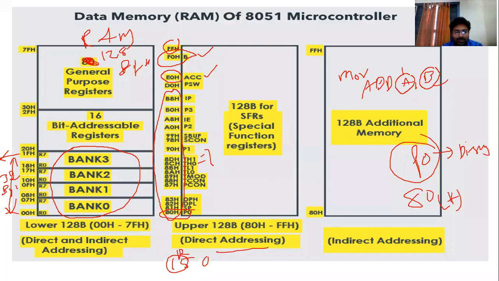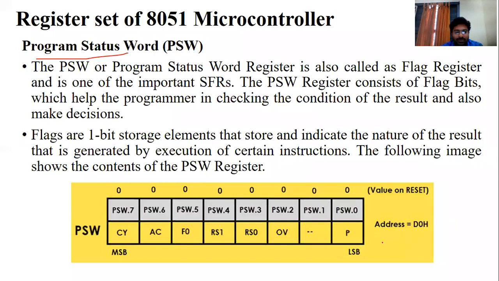Now see the program status word. This is also an 8-bit register. Out of these 8 bits, only 7 flag bits are used. You know that the program status word can also be called the flag register. Each of these bits is a flag.